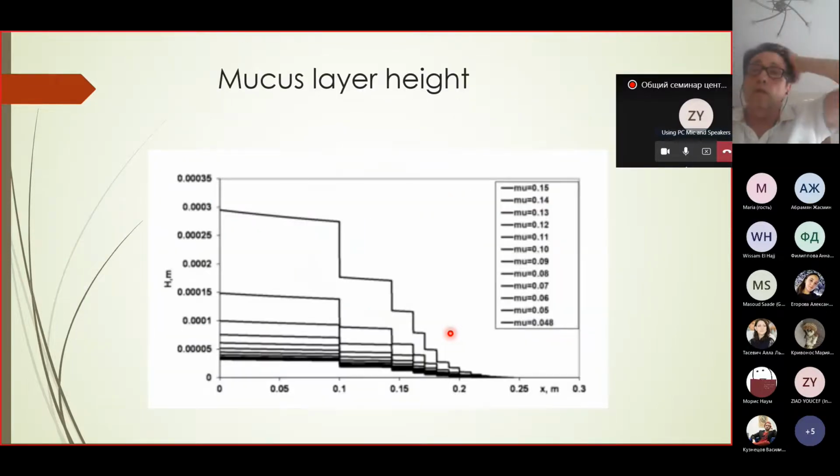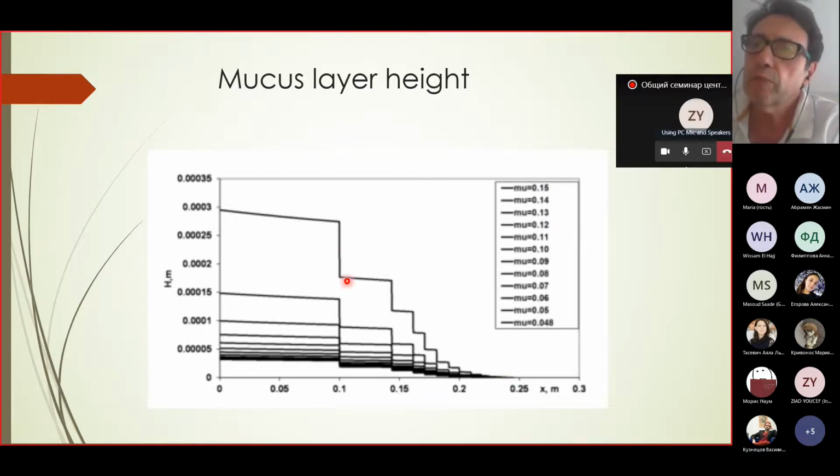Okay, then, some simulations. This is an example of simulations without infection. We just impose some values of viscosity here, different values, and we obtain the distribution of this H, the thickness of the layer. Why is it like steps like that here?